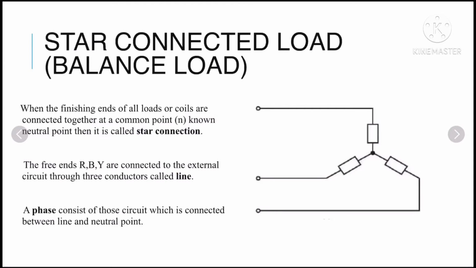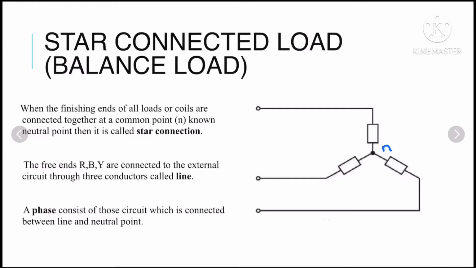Now this is one example of a star connection. Here we have a load which is connected in star. So we have three phases, and all are connected in star. When we take one end of each phase and connect them together, that point is known as neutral, denoted by N. This type of connection is known as star connection.